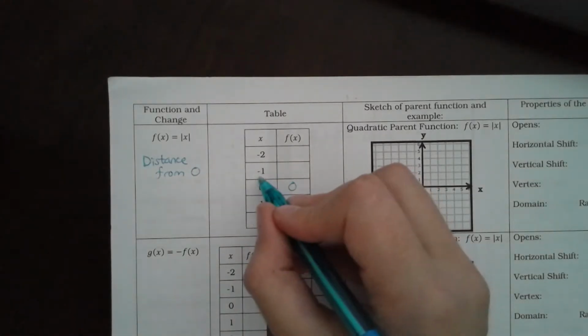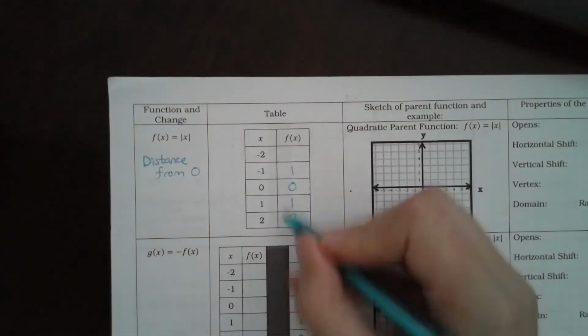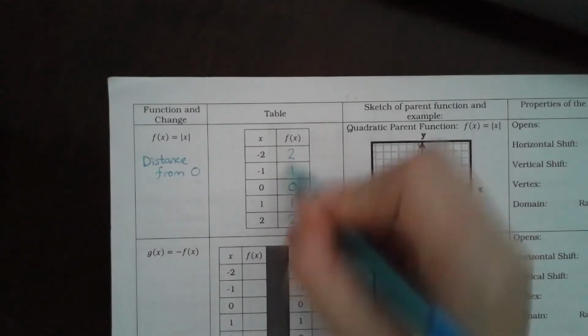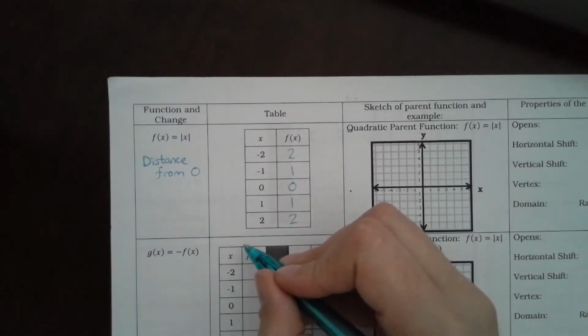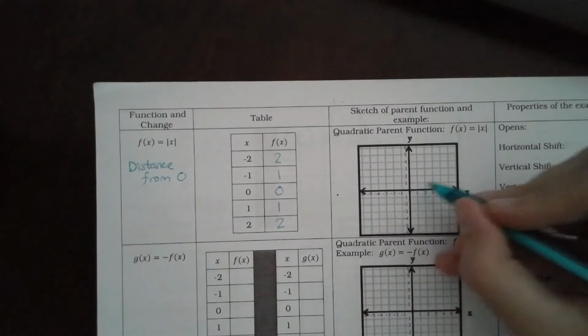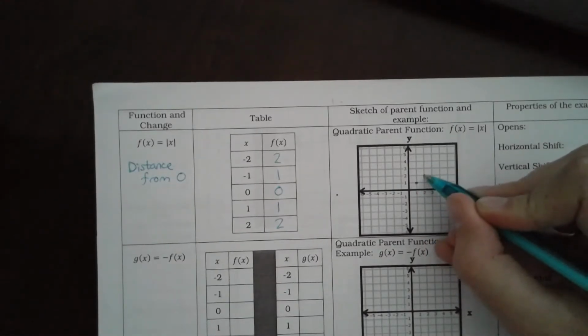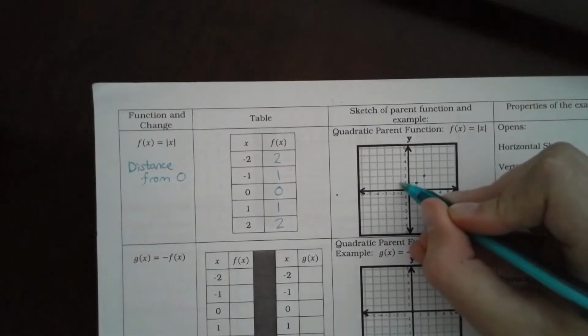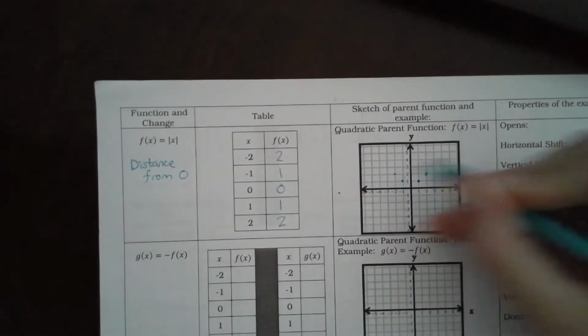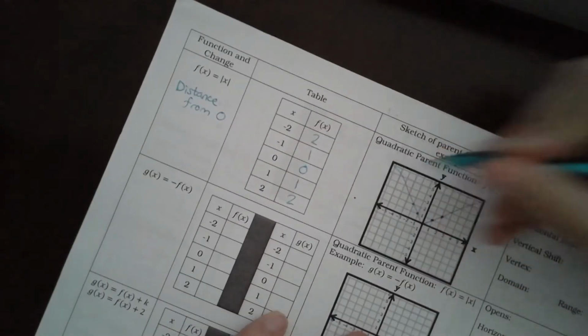Alright, but negative 1 is also 1 unit from 0. And negative 2 is also 2 units from 0. We're just talking about a distance here. Okay, and that's why our graph looks like this. When x is 1, y is 1, x is 2, y is 2. When x is negative 1, y is 1. When x is negative 2, y is 2. That's why our parent function looks like this.